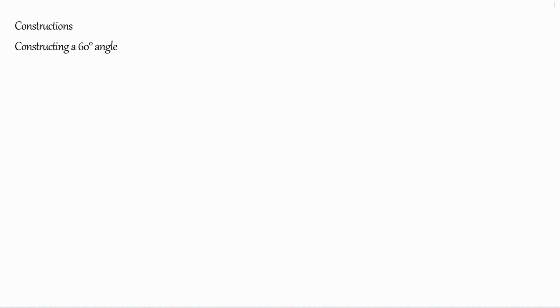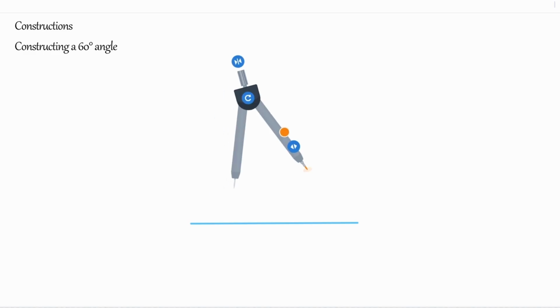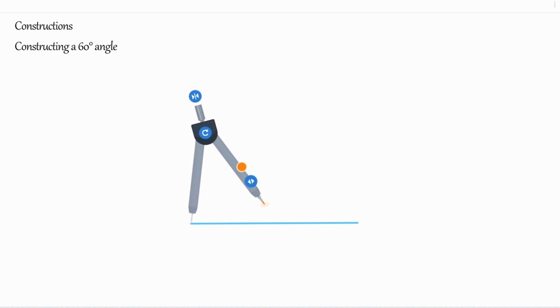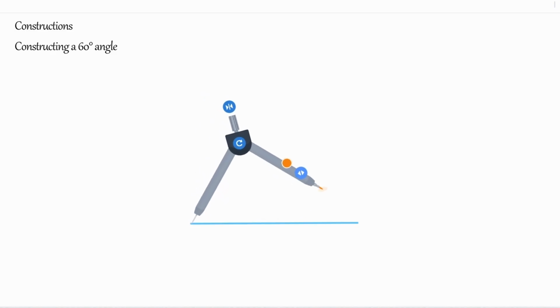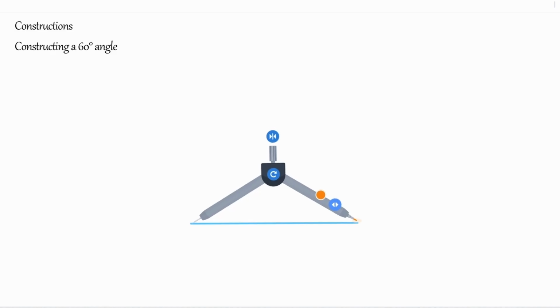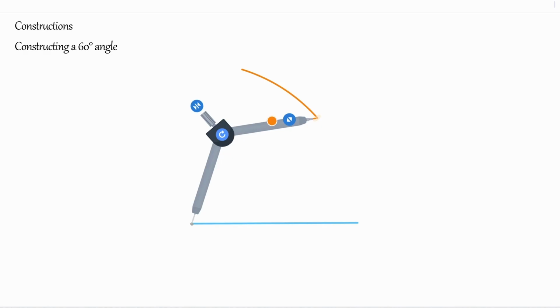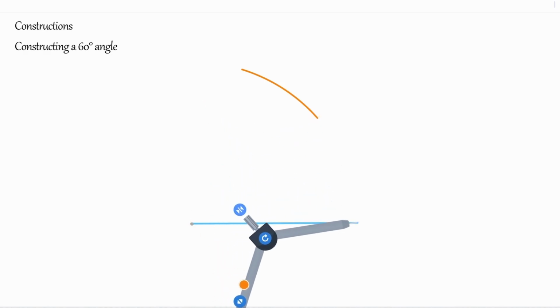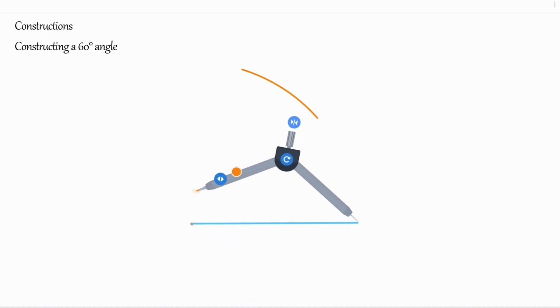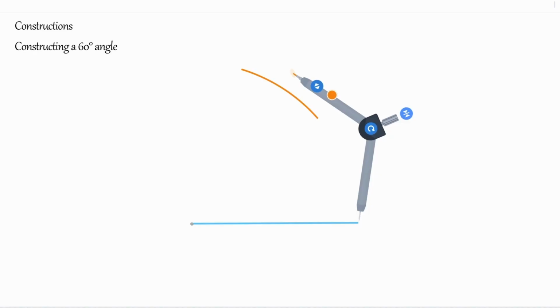So we are now going to look at how to construct a 60-degree angle. For a 60-degree angle, we first have to draw a line using a ruler. We then need to take the compass and put it at one end of the line and open the width of the compass such that it is just as long as the line that we have drawn. And after that, we are going to draw an arc at the top of the line. Without changing the width, we are going to put the compass on the other end of the line and draw another arc at the top.